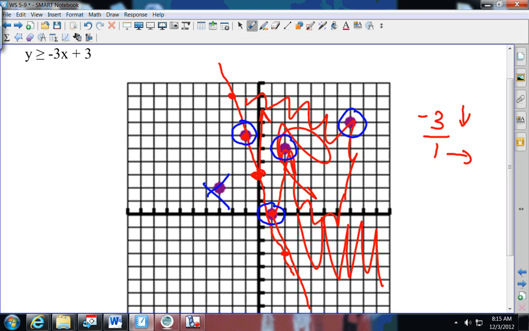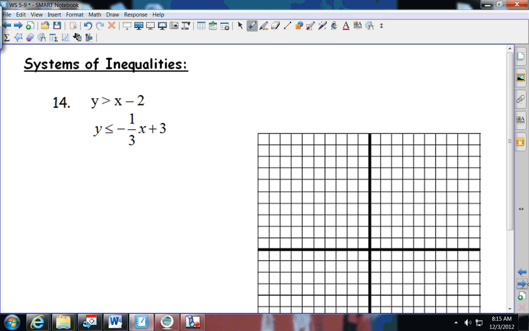Anyway, put a circle on the ones that are a solution, an X on the ones who are not. Now look at the next one. We haven't really talked about systems yet, but when it's talking about systems of inequalities, what it's looking at is this. We're going to go and graph this line first. So let's go up here and graph this one.